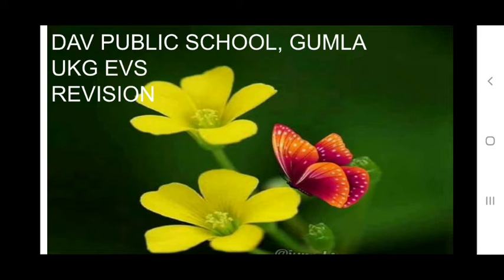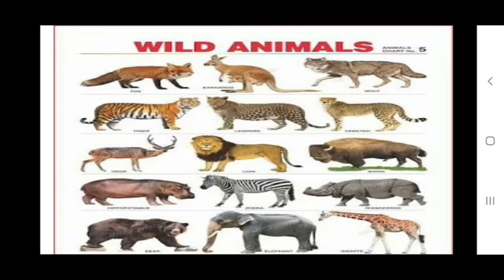As you know, the exams are near, so we'll have a quick recap of the things which we have already read. And the portion for EVS is things we see in the sky, domestic and wild animals, and food we eat and drink. So let's see what we have to do today.